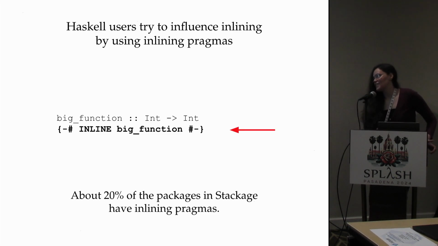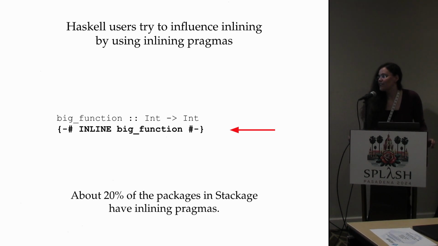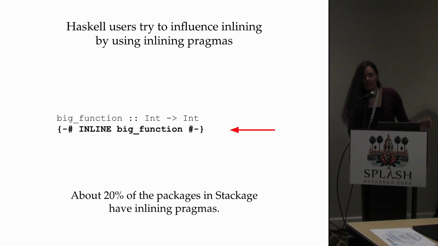So something that an average Haskell programmer can do if they want to try and influence inlining in their own programs is they can put in an inlining pragma. An inlining pragma is a compiler directive, and you put the inlining pragma near the definition of the thing that you want GHC to try and inline if it's not inlining it already.